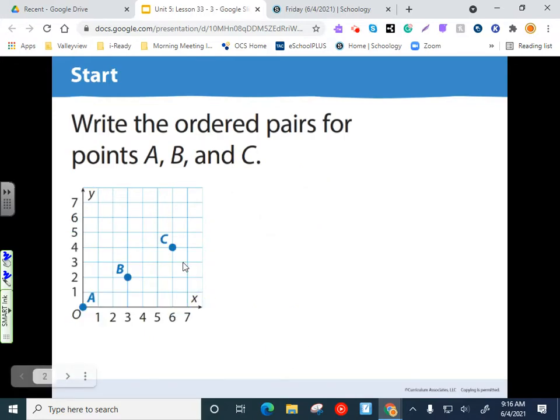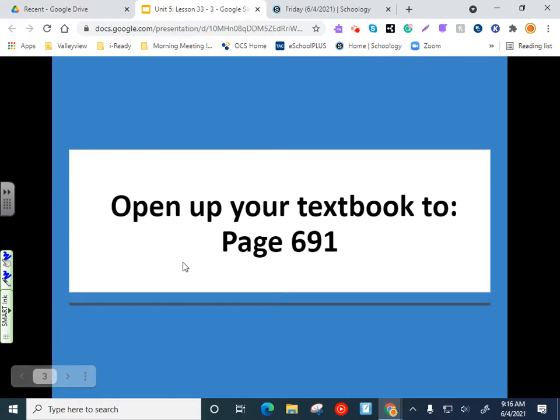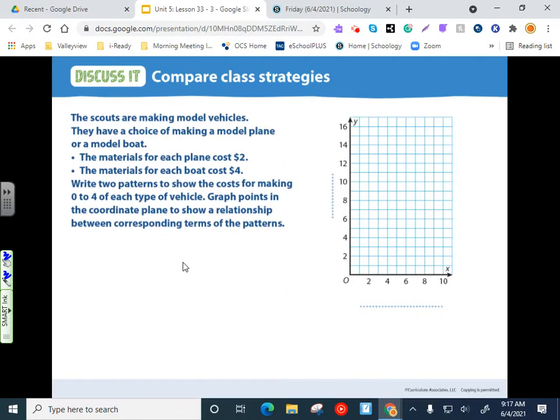All right, so go ahead and open up to page 691. You should see a toy plane up there at the top. So the Scouts are making model vehicles. They have a choice of making a model plane or a model boat. The material for each plane costs $2. The materials for each boat costs $4. Write two patterns to show the cost for making 0 to 4 of each type of vehicle. Graph points in the coordinate plane, shown here on the right. For your books, it'll be on the left, though, and show a relationship between those terms or the patterns.